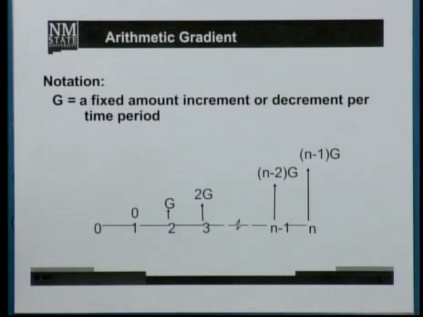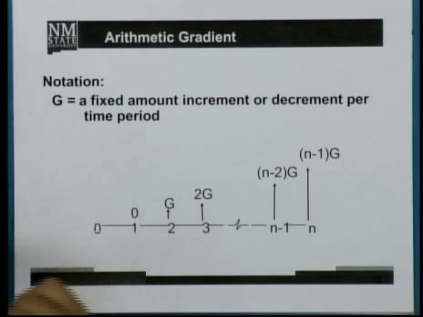So last time we've learned about the arithmetic gradient series that describes a uniformly increasing series. And it may be used for the calculation of O&M, which is the operation and maintenance cost in general, and people's salary packages as well, right? So in order to discuss the arithmetic gradient, we use this notation. The capital G represents the fixed amount increment or decrement per each time period.